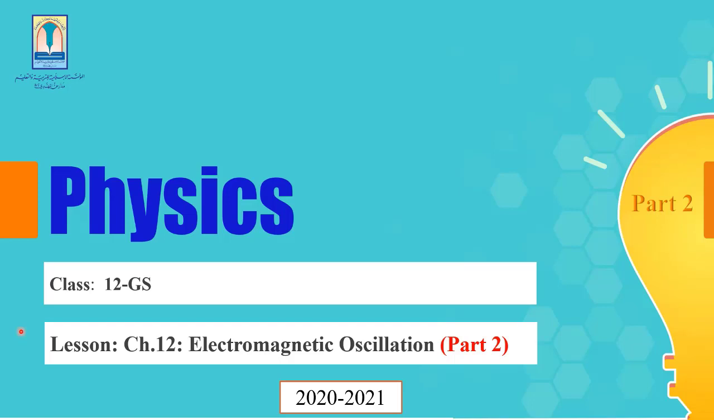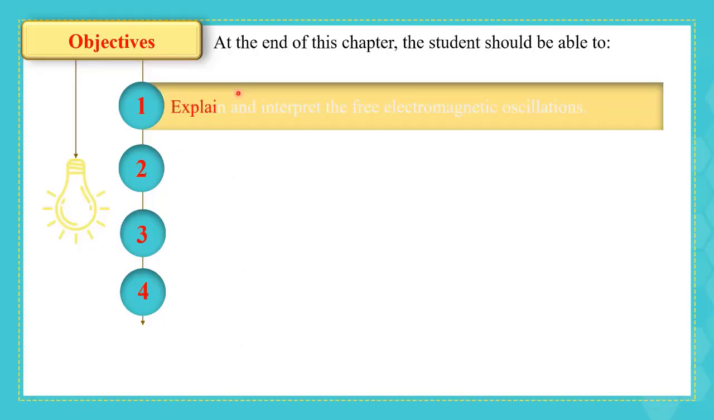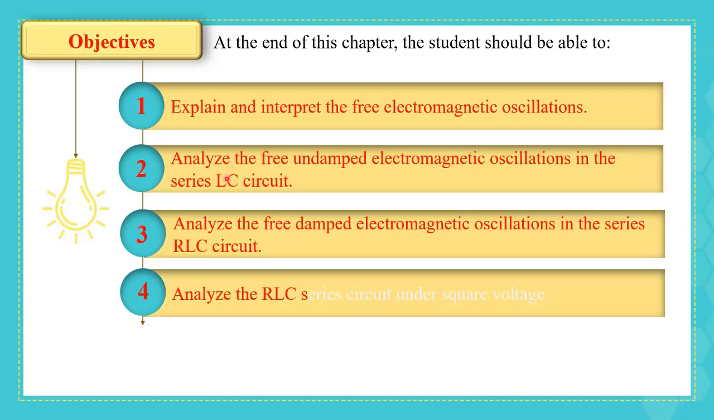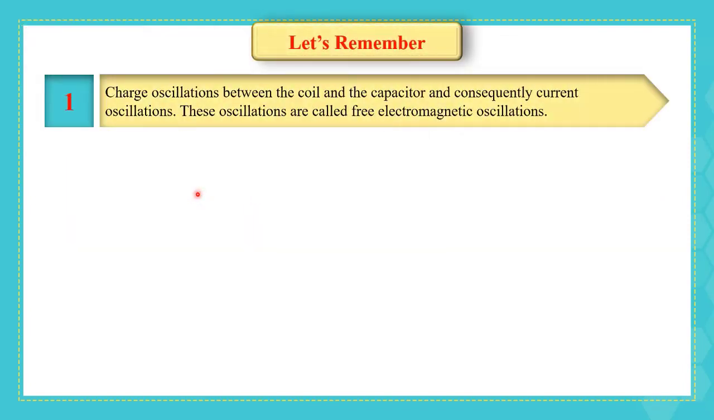Welcome to the second part of Chapter 12, Electromagnetic Oscillations. At the end of this video, the student will be able to analyze the free and damped electromagnetic oscillations in the LC series circuit. Let's remember first charge oscillations between the coil and the capacitor and consequently current oscillations. These oscillations are called free electromagnetic oscillations.